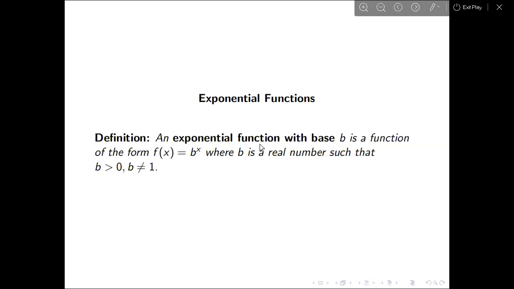Good afternoon to all. So we will have exponential and logarithmic functions today. And let me start by defining what an exponential function is.